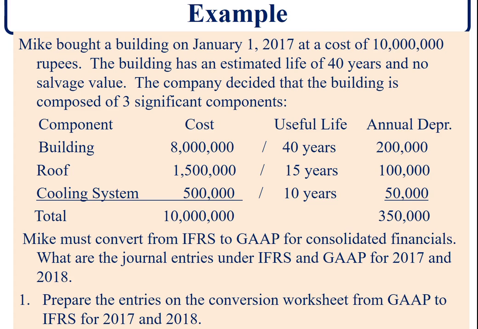Now, Mike's company must convert from the international standard to GAAP for consolidated financials. What journal entries under the international standard and GAAP would be required for 2017 and 2018? And also, what would the conversion worksheet look like for those 2 years? So again, we're going from the international standard, which uses component depreciation, to GAAP, which doesn't.